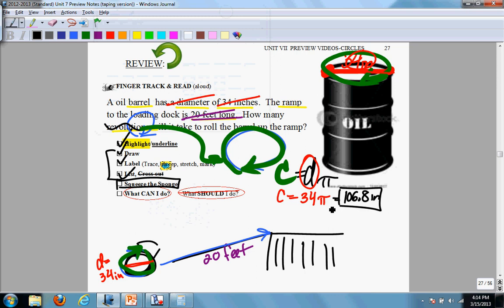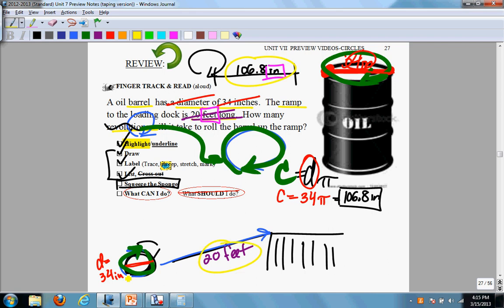So every time that barrel rolls, it's going to travel 106.8 inches. Now, when you ask yourself what else you can do, you should always make note of your units. We have feet here and inches here. You need to remember this: convert before you crunch. Before we can mess with these two numbers, we need to get them all in the same units.